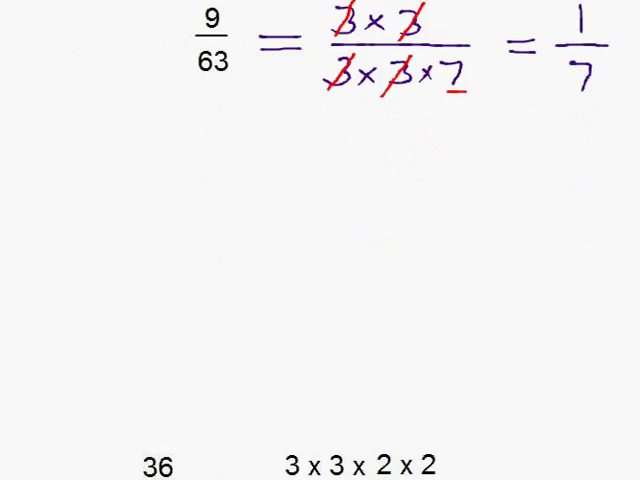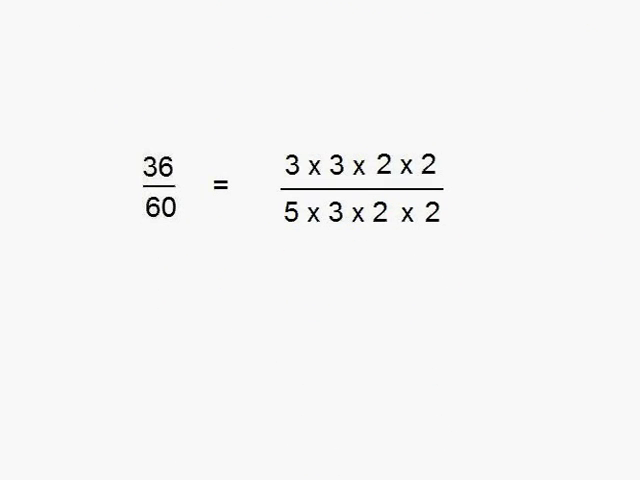Our next example is 36 over 60. The first step when simplifying fractions is to list the prime factorization of the numerator and the prime factorization of the denominator. On the board, I have already listed the prime factorization of 36 and 60. The second step is to cross out any number that appears at the top and bottom row.